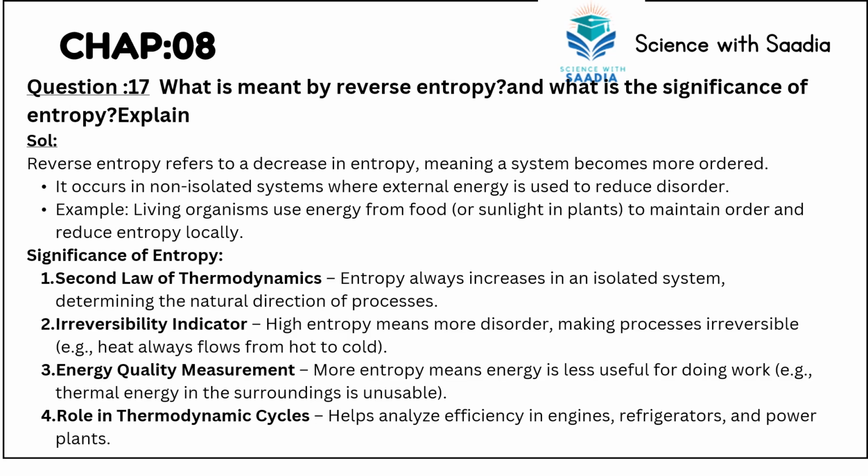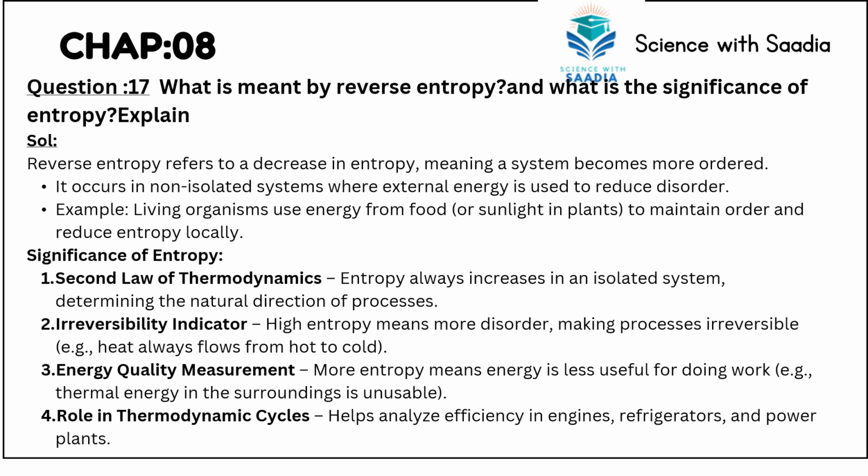Next question, question number 17: what is meant by reverse entropy and what is the significance of entropy? Explain. The answer: reverse entropy refers to the decrease in entropy, meaning a system becomes more ordered. It occurs in non-isolated systems where external energy is used to reduce disorder. For example, living organisms use energy from food or sunlight to maintain order and reduce entropy locally.